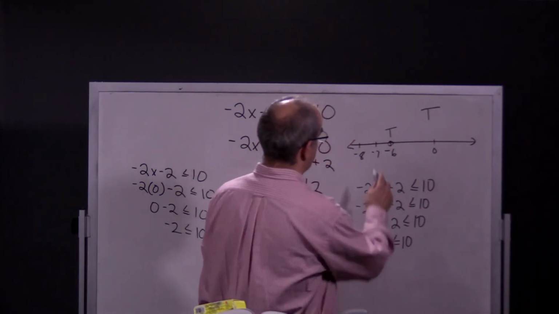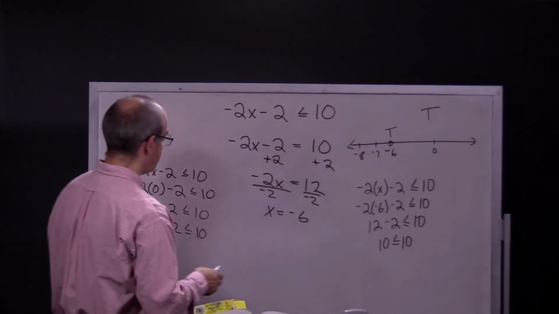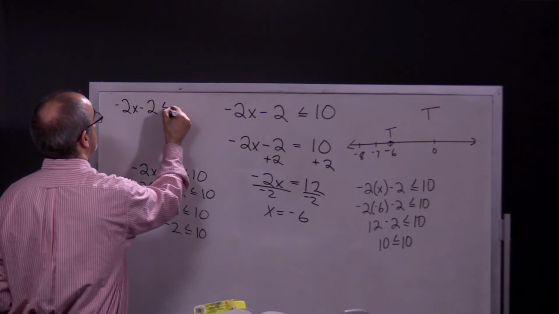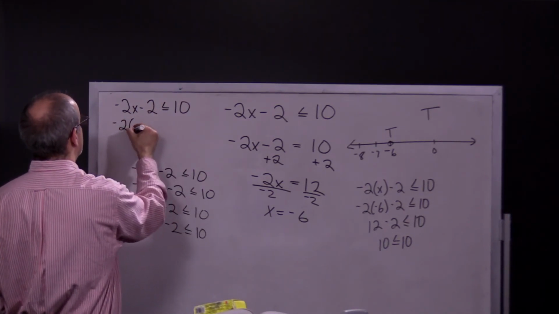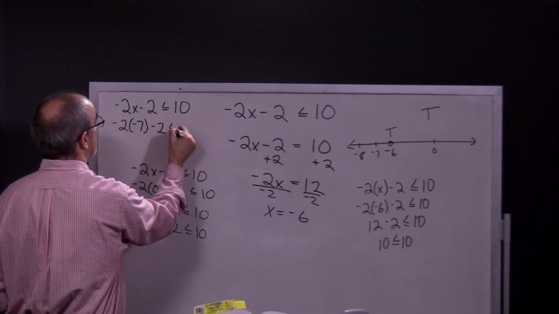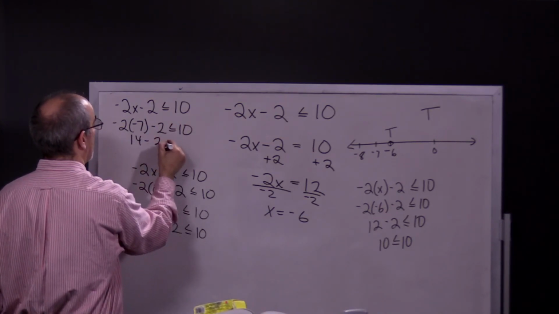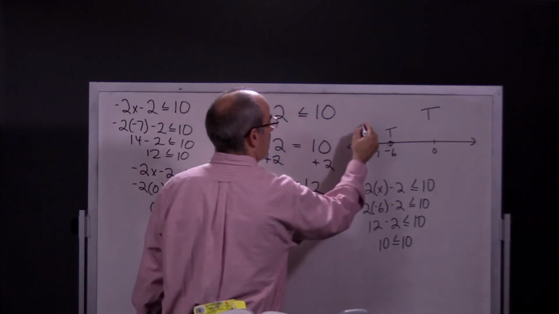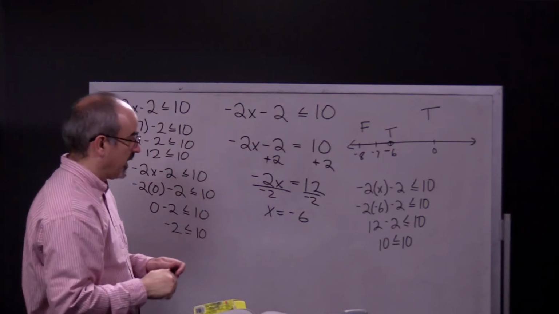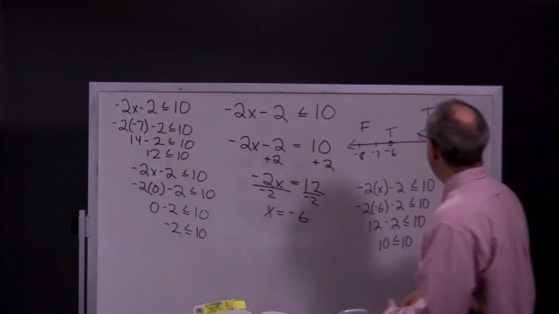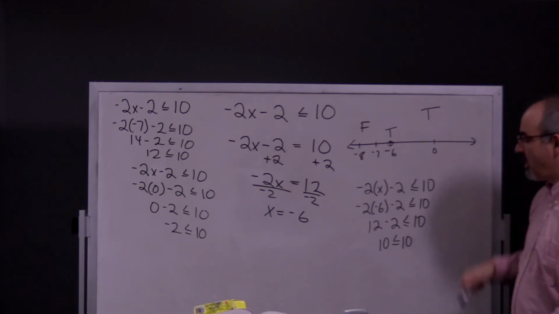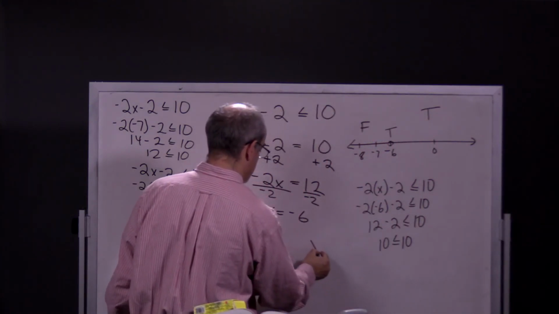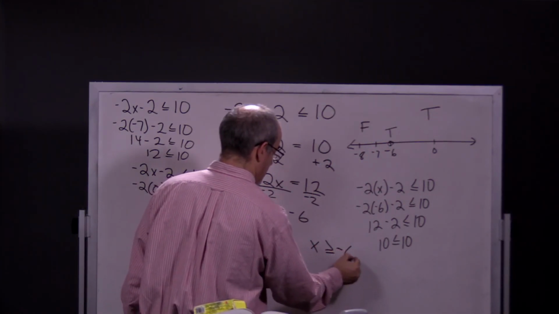Okay. Then you're going to test a number down here. So I'll test negative 7. You get 12 is less than or equal to 10. That's not true. Okay, so that means negative 6 works and anything above negative 6. So the answer is x is greater than or equal to -6.